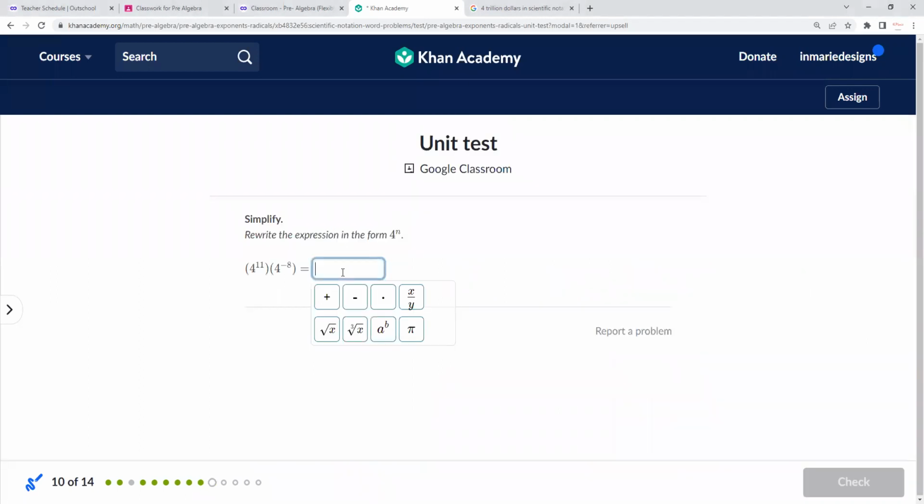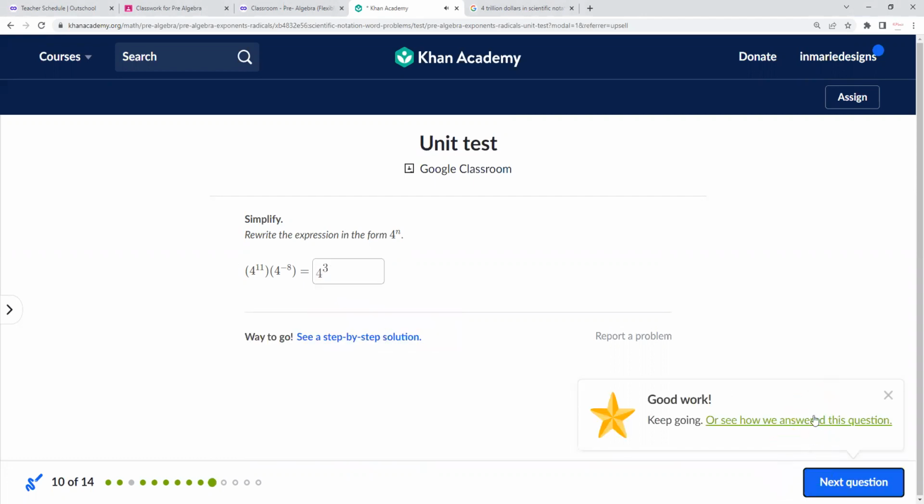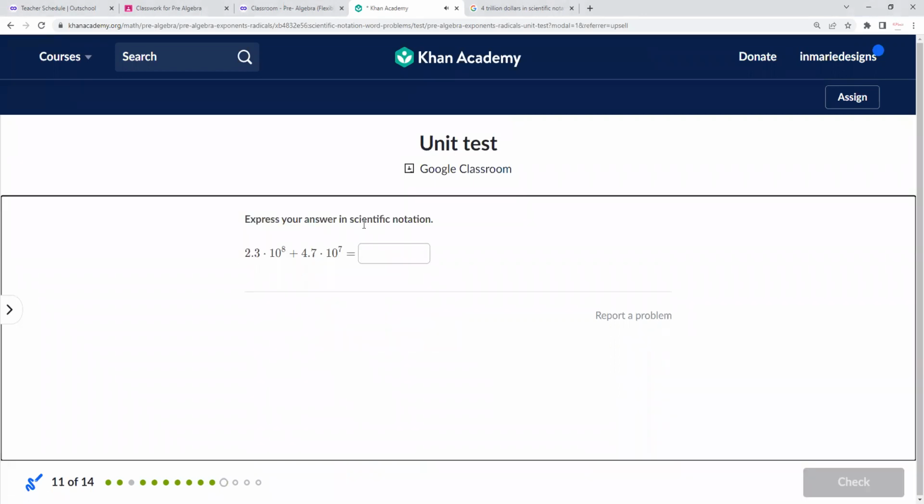Okay, rewrite the expression. Okay, they have the bases the same. If we multiply them together, rules of exponents, you add. 11 plus negative 8 is 3. Express your answer in scientific notation. Okay, well, let's add those numbers together.